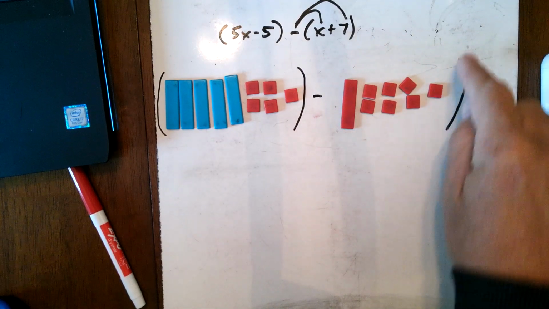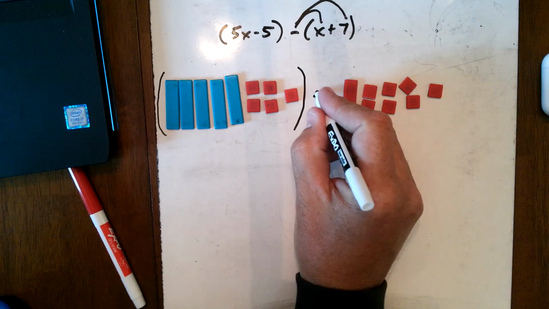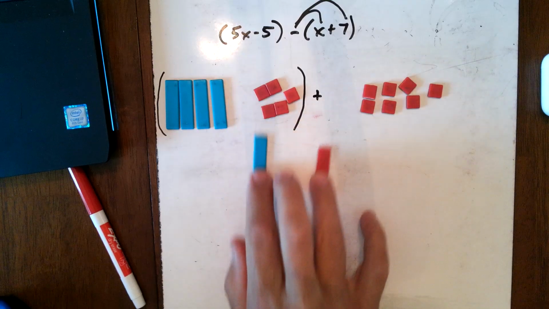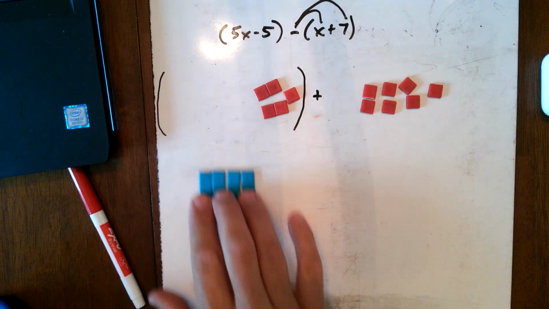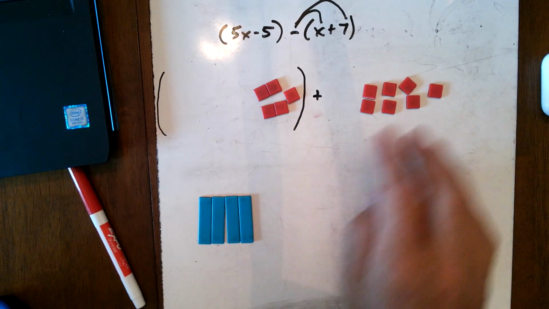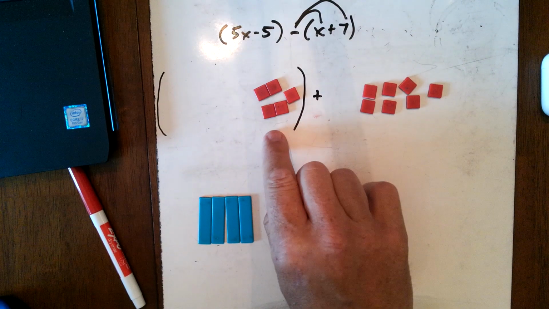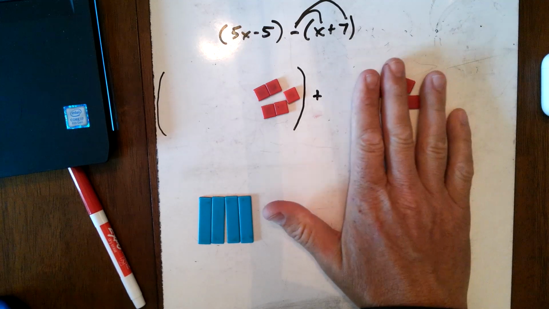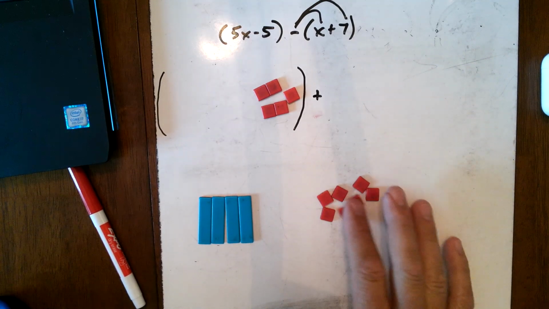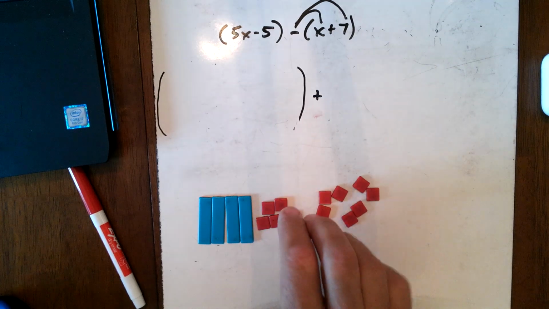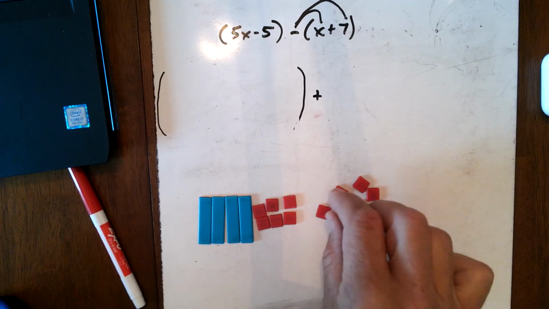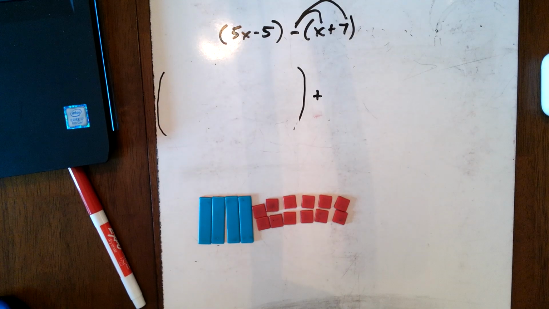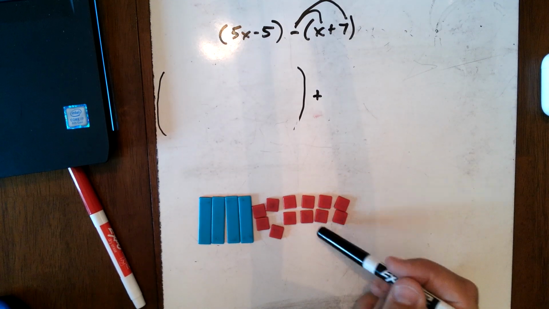Now we're going to add these two together, okay? So now we're going to make zeros, if I can, and I'm left with 4x once I do that, okay? I don't make any zeros here. This is negative 5 plus a negative 7, okay? And when I put all these together, you can count them all up, and you would get a negative 12, okay? 2, 4, 6, 8, 10, 12.